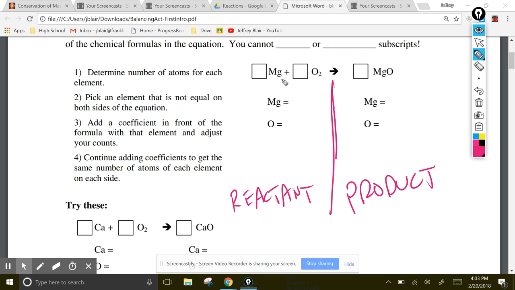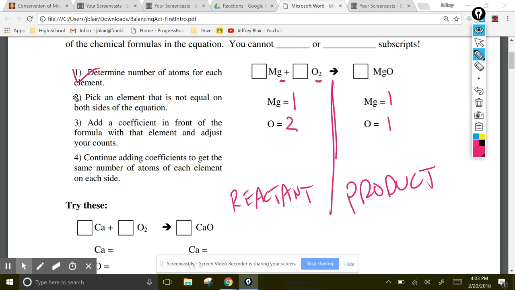So Mg, we've got no subscript after it, no coefficient in front of it, so there's 1 Mg. O2 has a subscript of 2, no coefficient in front of it, so 2 oxygens. On this side, we've got 1 Mg and 1 O because we have no subscripts. Then we're going to pick an element that is not equal on both sides of the equation. Right here, Mg is 1, and if we look straight across, Mg is equal to 1. So those are equal, but our O is 2 on one side and 1 on the other side. Those are not equal, so that's the one that we want to work with.